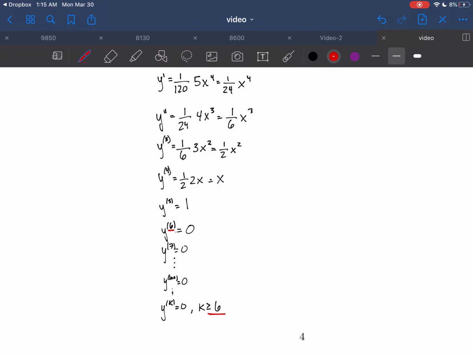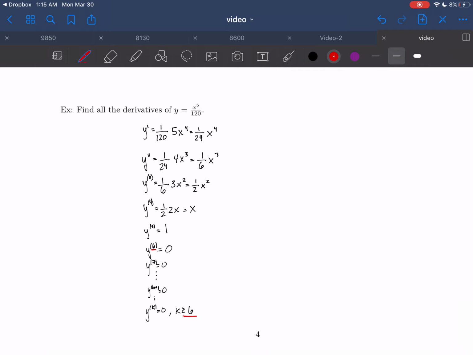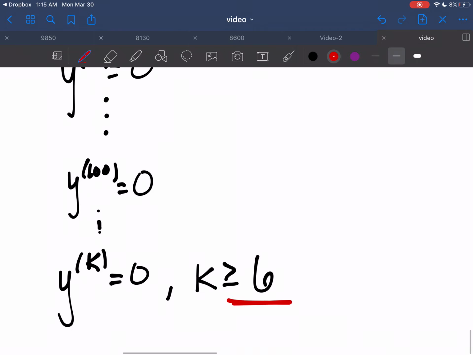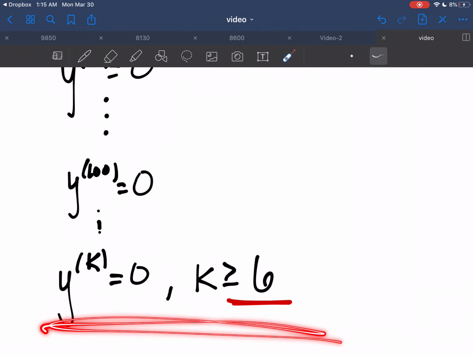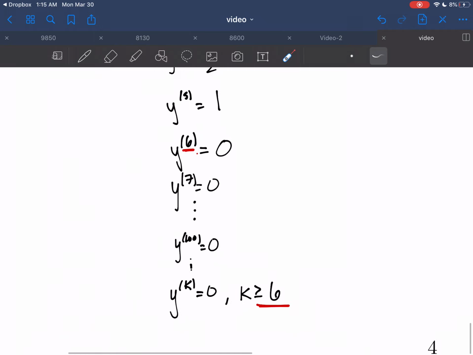Alright, so we found all of our derivatives of our function. And if they ask you to do that, what they're looking for is just to keep evaluating the derivative until it goes to 0, and then make a note somehow, like that, saying that everything beyond this is going to go to 0.